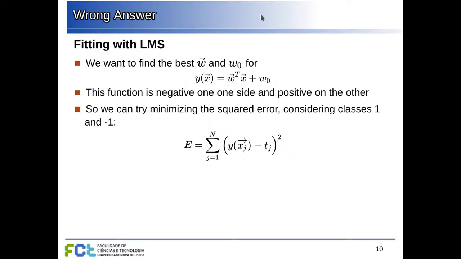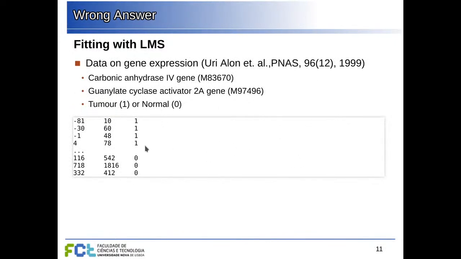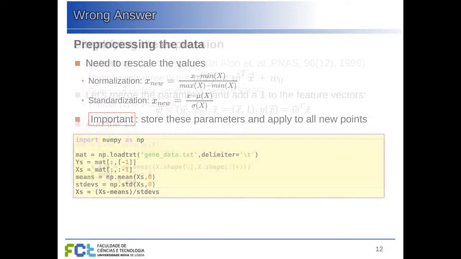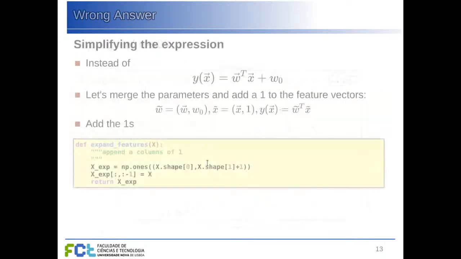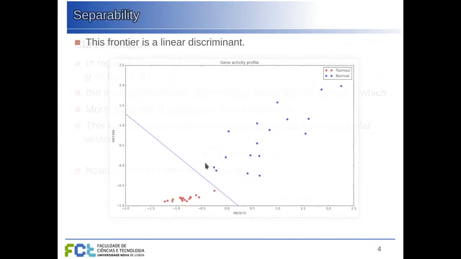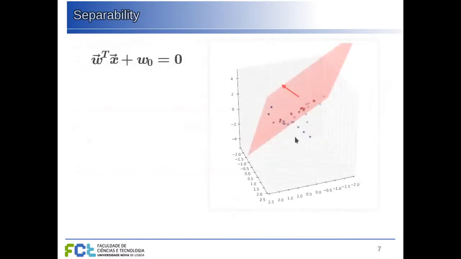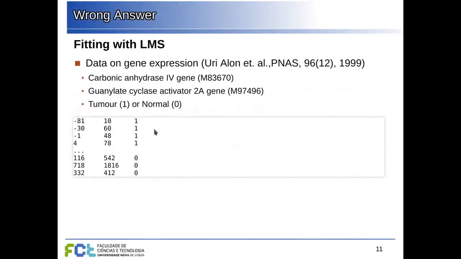This is actually easy to implement. Let's load the data on this gene expression. We have this carbonic anhydrase and this guanylate cyclase activator, and these two give us this plot here. Sorry, I'm going to show this one. They give us this plot that is linearly separable if we combine these two features. So we have the data here. This 1 or 0 indicates the class, tumor or normal, and we have the values for the features.